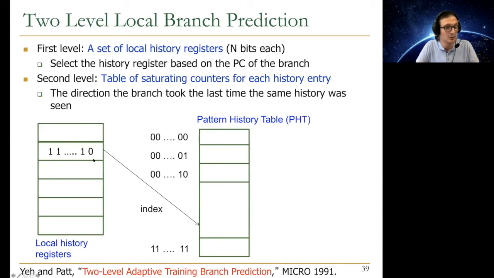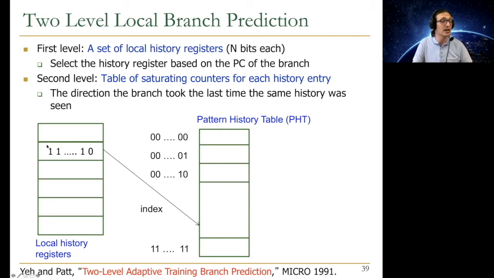It's similar to global history register based prediction, except now you have local history registers, right? So basically, the first level is a set of local history registers. Each of them is m bits. And then pattern history tables, 2 to the n bits in this case. Basically, you select the history register based on the PC, program counter, of the branch. And the second level is a table of saturating counters for each history entry. And this is the direction the branch took the last time the same history was seen.